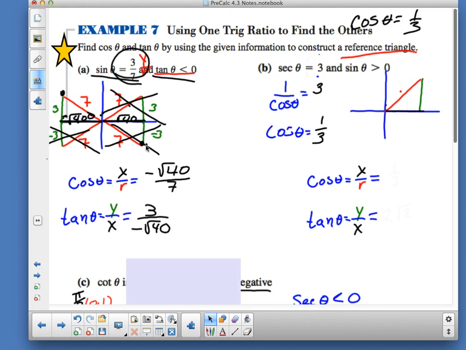I know secant is positive. I know cosine is positive. Okay? But sine is also positive. That's what puts it in quadrant 1. Does that make sense? Cosine being positive, it's either 1 or 4. Sine being positive, it's in 1. Does that make sense?